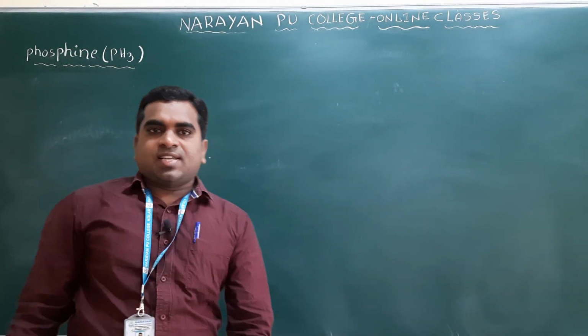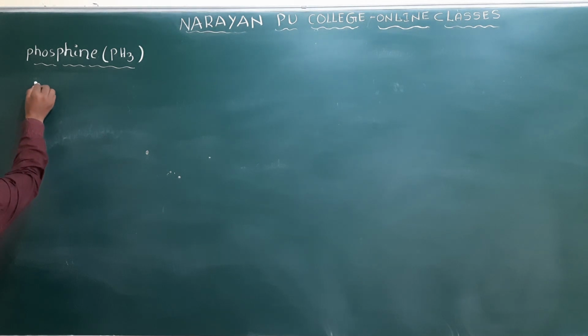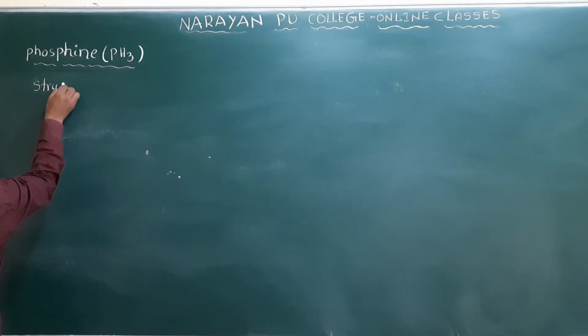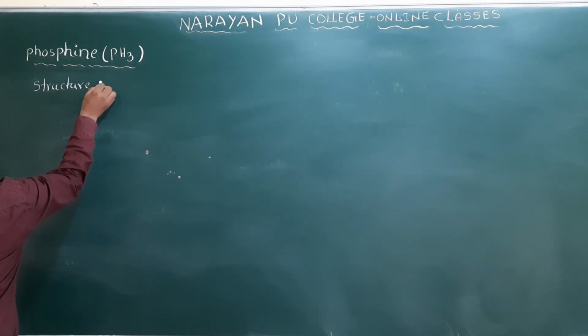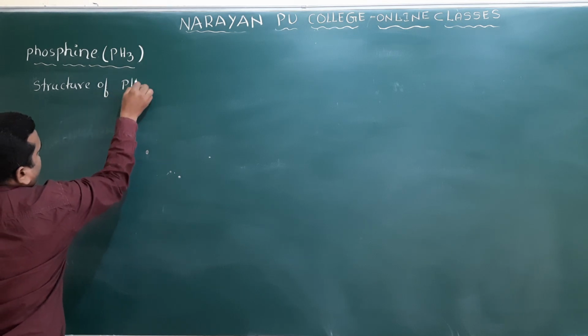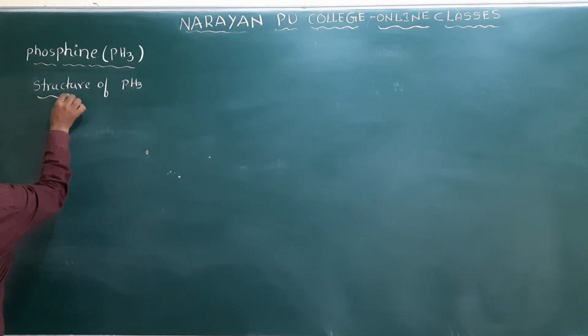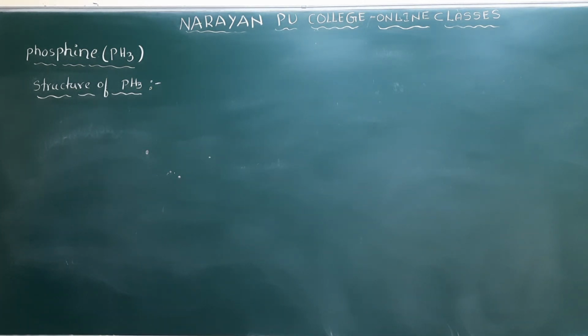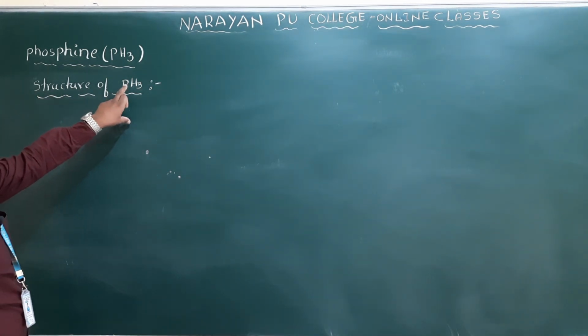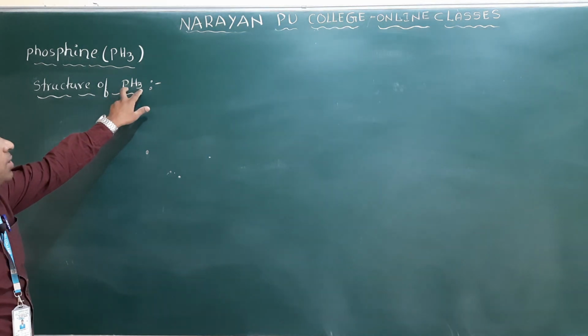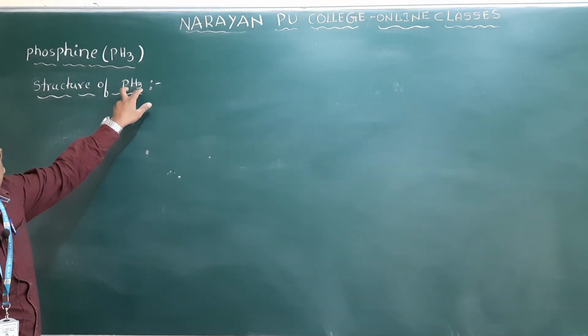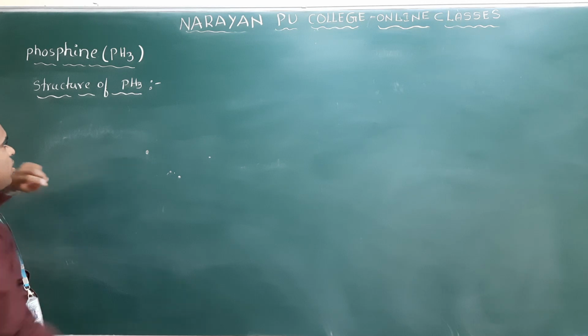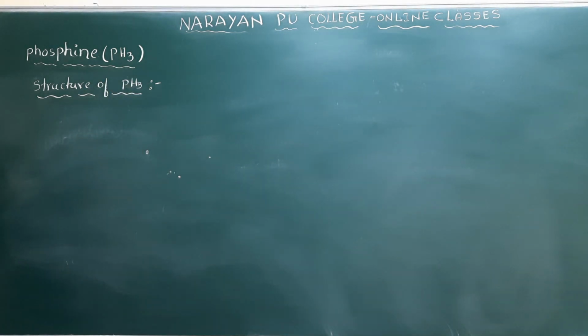So next we will discuss the structure of phosphine. Clear? Next one is the structure of PH3. We have already discussed the structure of PH3. You know that phosphorus is forming three bonds, which means it will have three bond pairs, and also one lone pair. So what is the central atom? What is the phosphorus hybridization?